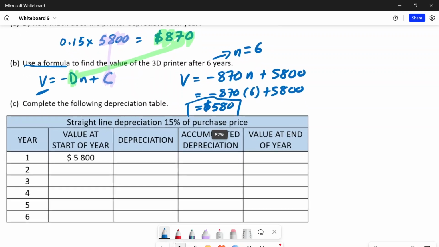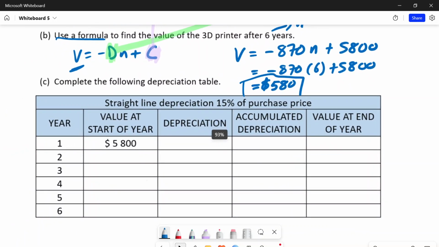So the depreciation table. I'm going to do a little bit of this. I'm going to get you to pause the video and you can finish this off yourself, and I will reveal a completed table afterwards. So just a couple of things with this one. Okay, so the depreciation we've worked out is $870, and I can fill in this whole column here because I know that the amount of depreciation is the same each year, right?